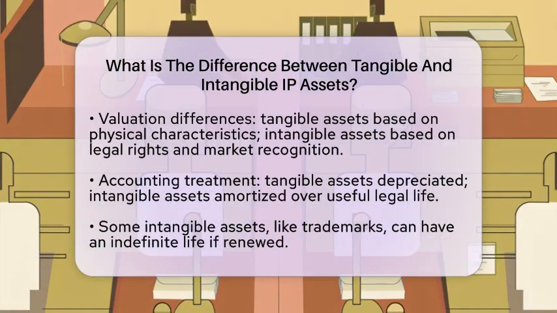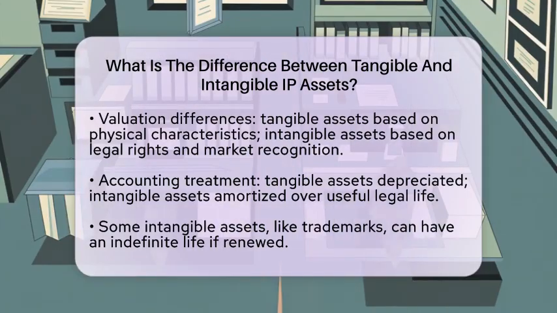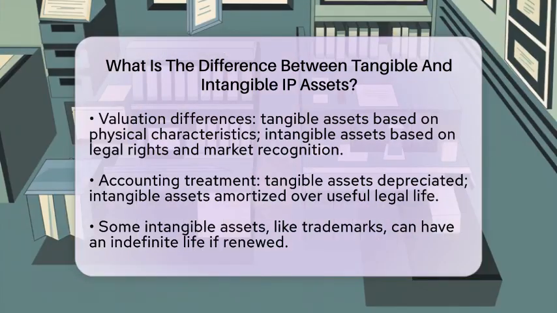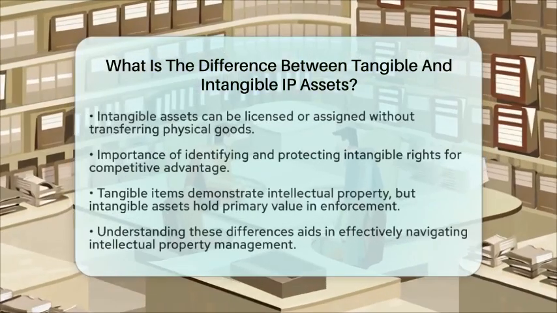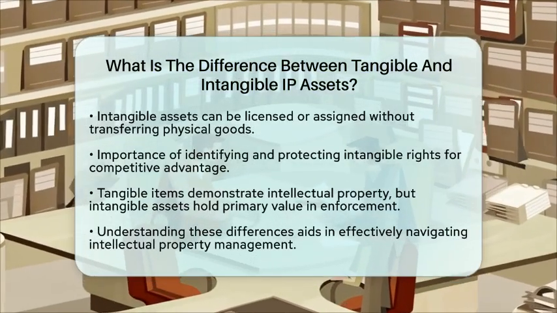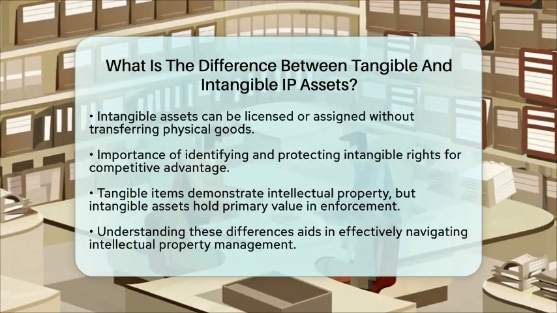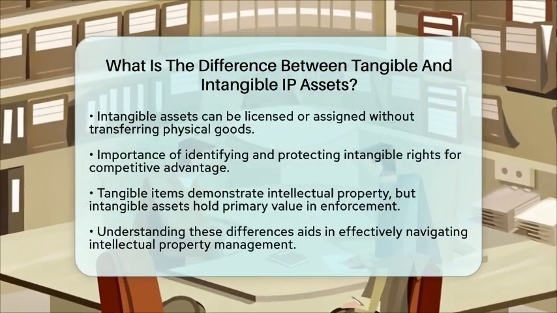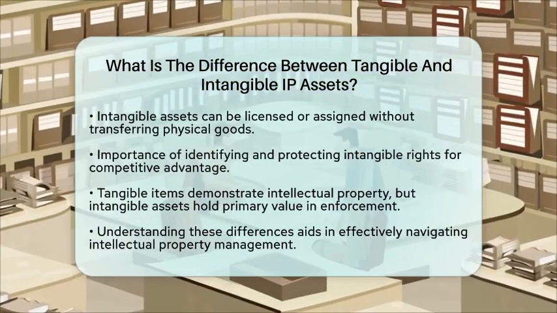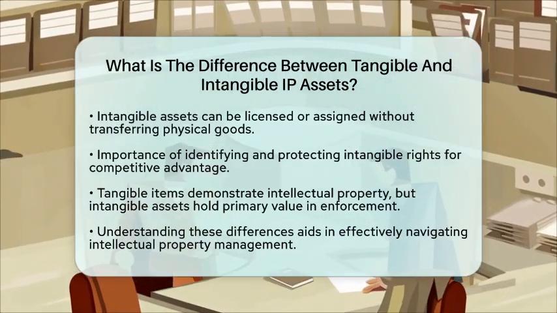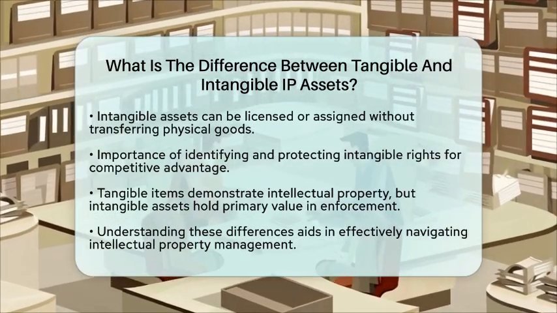Another aspect to consider is transfer and licensing. Intangible intellectual property assets can be licensed or assigned without transferring any physical goods. This allows owners to monetize their rights while still retaining ownership. In practical terms, identifying and protecting these intangible rights is vital for securing a competitive advantage and legal exclusivity.